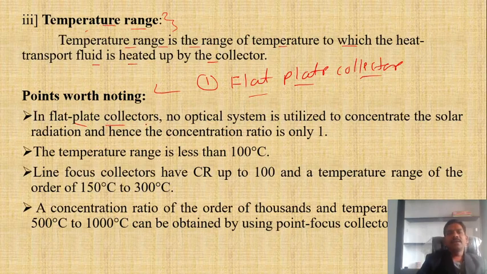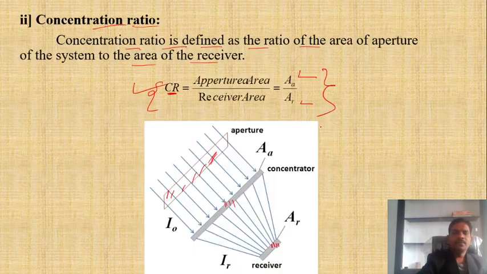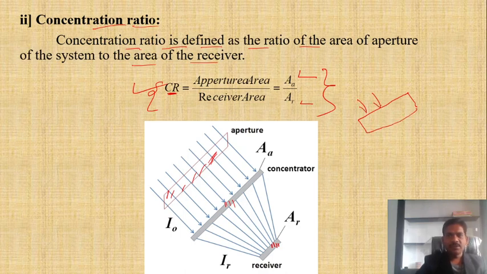In flat plate collectors, no optical system is utilized to concentrate the solar radiation. Hence, the concentration ratio is only 1. If you observe the definition of the concentration ratio, it is aperture area upon receiver area. So, in a flat plate collector, both the areas are the same. This is the aperture area and this is the absorber plate.